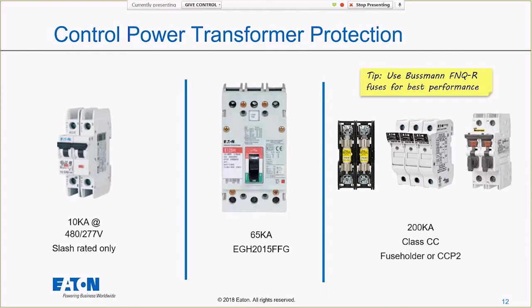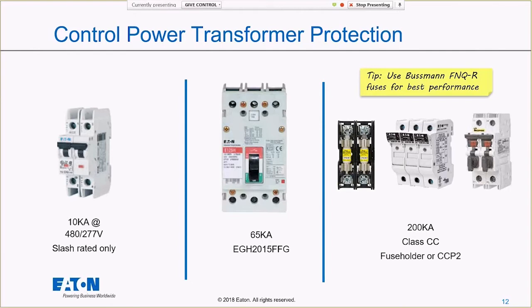I think really the best solution here is going to be fuses. So if you are using Bussmann fuses in front of a control power transformer, the FNQR fuse is the one you want to use. An FNQR fuse is basically a specially designed fuse to be used in front of control power transformers. So when you have a control power transformer, that is the fuse you want to use.